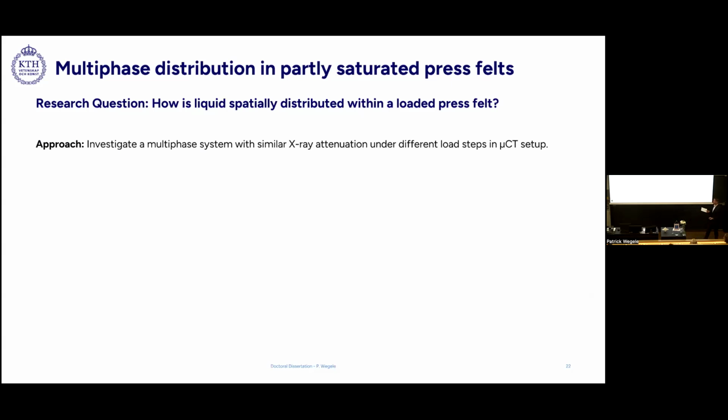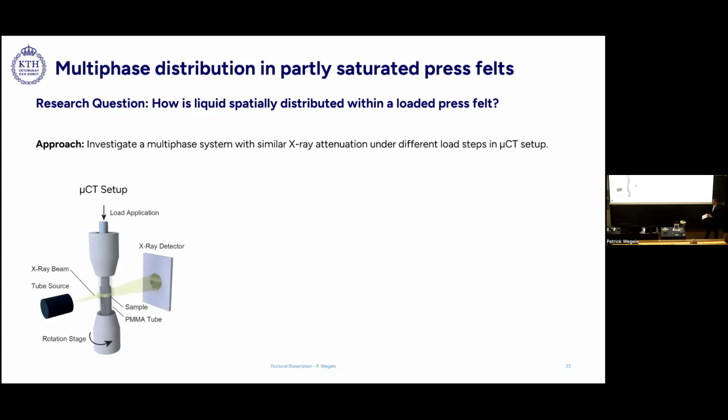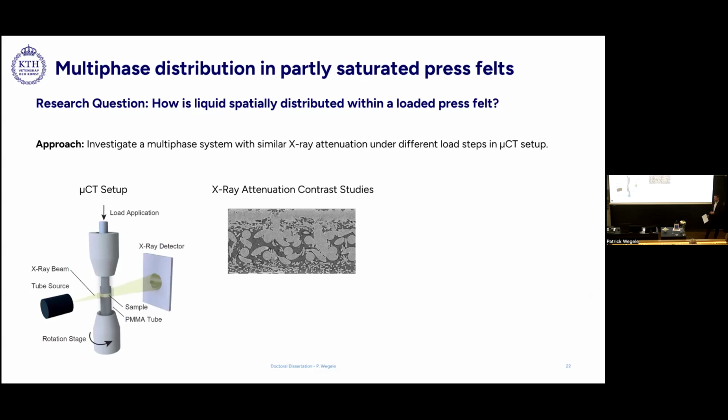And that was done using a tomographic approach. So what we did was we created this compression cell where we placed a sample of the press felt in this PMMA tubing, applied a few droplets of liquid on the top, and then applied a static load. After applying the static load, we conducted the tomographic scan and the reconstruction. And if you do that, you will end up with results that look like this.